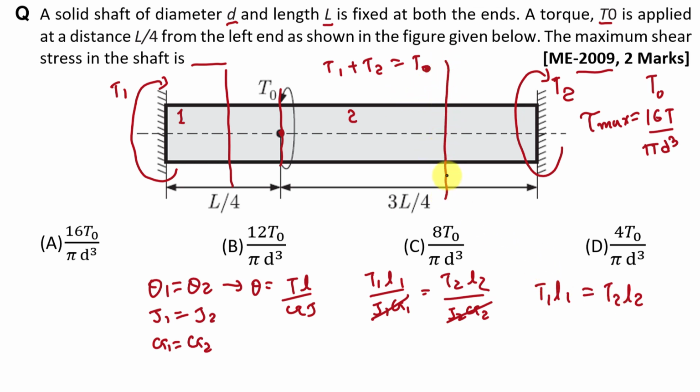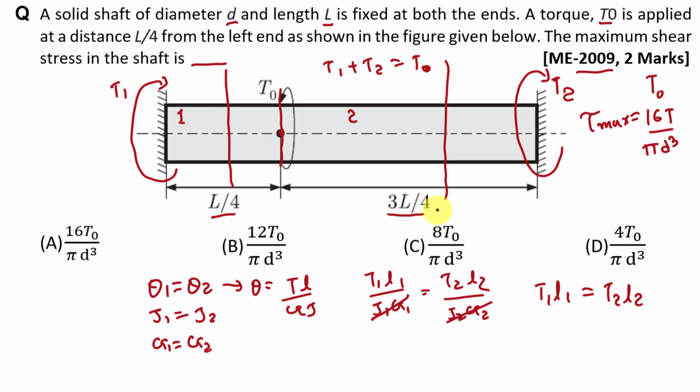like this, and we have to take the summation of all the twisting moments acting on this shaft on either side of this section. And here, if we take the right side of the twisting moment, then it is T2, right? So in this case the twisting moment in shaft 2 is T2, that is the value of the reaction at this end. Here we have the values of L1 and L2. L1 is equal to L by 4 and L2 is equal to 3L by 4.